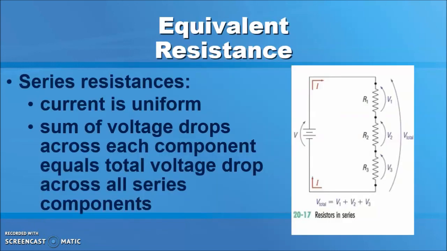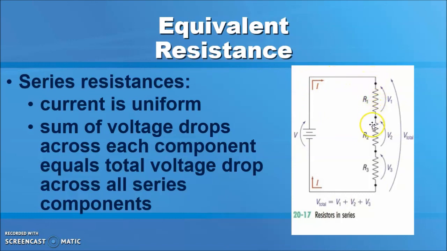Now, let's go ahead and talk about equivalent resistance. For series resistances, current is uniform. The sum of voltage drops across each component equals the total voltage drop across all series components. So, looking at this picture right here, this is an example of a battery, right? So that's the voltage source through a battery. The voltage source is going here. The current is traveling along this path.